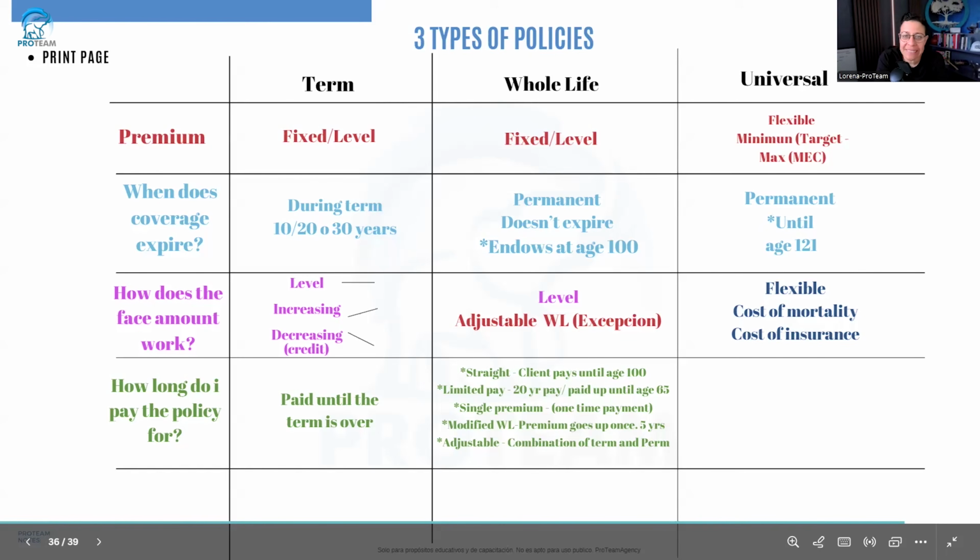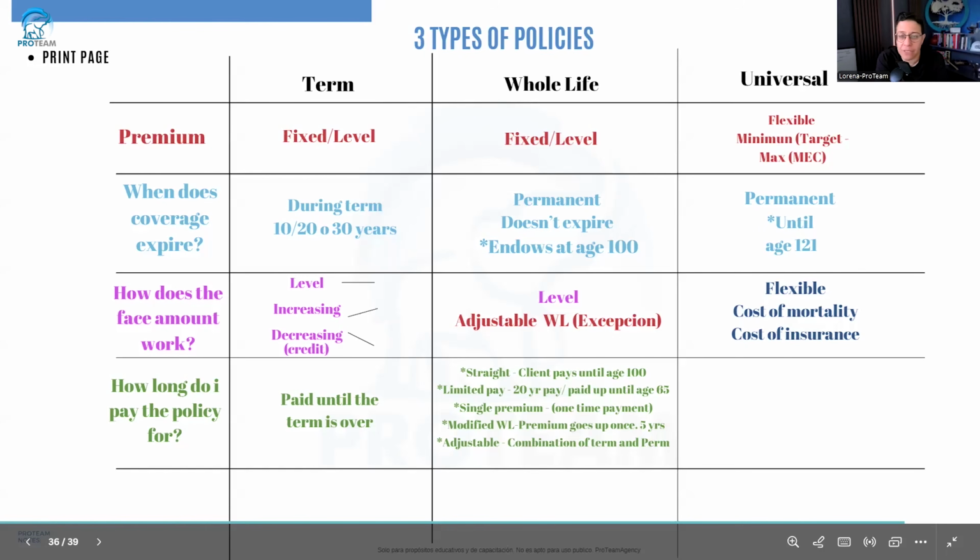Now, the second type of policy is limited pay. Keep this in mind. Put a little star next to it, underline it, whatever you need to do to remember that it is limited pay, not limited coverage. When they're talking about limited pay, they're saying it's a 20-pay life, or life paid up until 65, or paid up until 70, whatever it is. What that means is I'm paying either for 20 years or up until a certain age.